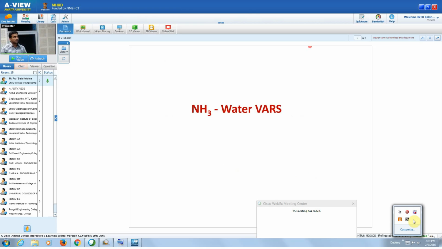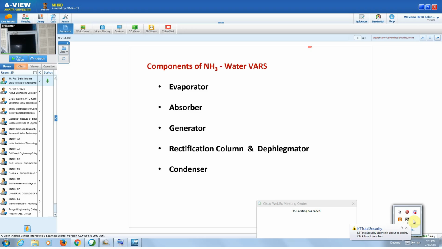And then the next topic is the NH3 water vapor absorption refrigeration system. This is a simple vapor absorption system where NH3, which is ammonia, and water are combined, where NH3 acts as a refrigerant and water acts as an absorbent. As already mentioned, in a vapor absorption refrigeration system there will be a refrigerant and an absorbent, and here it is a combination of NH3 and water. The components present in the NH3 water vapor absorption refrigeration system are evaporator, absorber, generator, rectification column and deflammator, and the last one is the condenser.